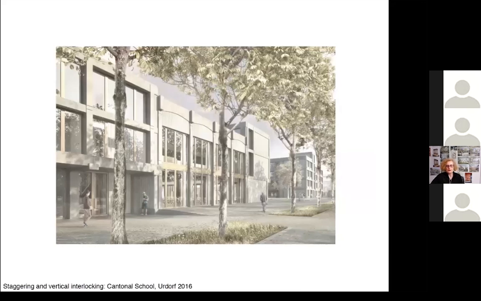Next. So these two topics very much describe the concept of the volumetry of the cantonal school in Urdorf competition project. A successive addition of interior spatial elements with more and less direct external appearance, and masses that interweave with the sky ceiling.